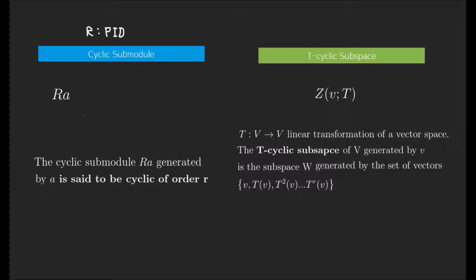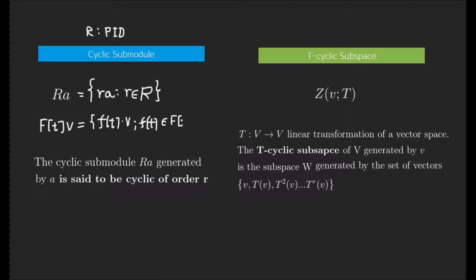We can say this RA is written as {ra}, where r is in R. And we can understand, just put R as F[T], then you can say F[T]V, and F[T] is the polynomial ring. Of course, the F[T] polynomial ring is a principal ideal domain, and such a cyclic submodule RA or F[T]V, generated by A or the vector element V, is said to be cyclic of order R.